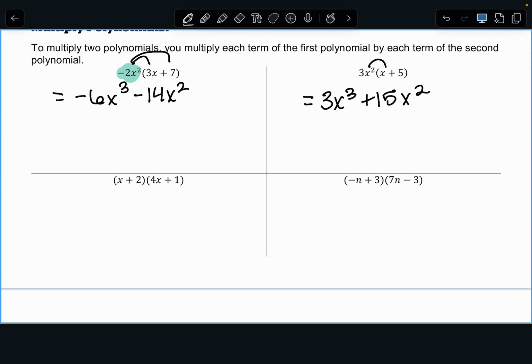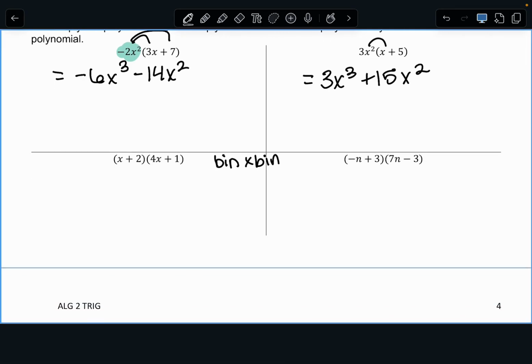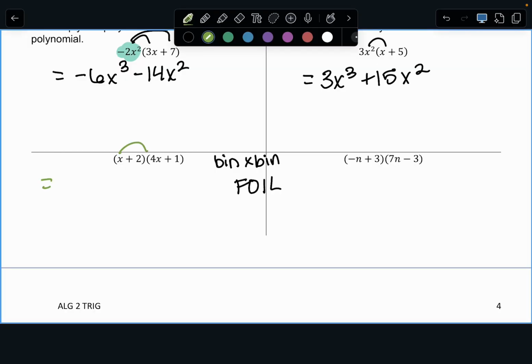So this is a monomial times a binomial. We can also do a binomial times a binomial. You guys did this in Algebra 1. How do we handle something like this? What's the acronym we use? Starts with an F. FOIL. We are foiling. So the F stands for first. We multiply the first 2 terms. x times 4x, 4x squared.